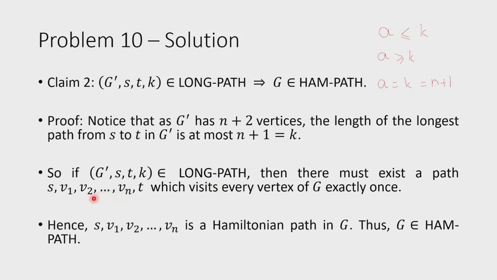But there could be multiple long paths. Yes, but we are fine with that. That won't mess with us. That would give us different Hamiltonian paths, but we just want one Hamiltonian path. So yeah, there's a typo here. V1 to Vn is a Hamiltonian path in G, and so G is in Ham path.